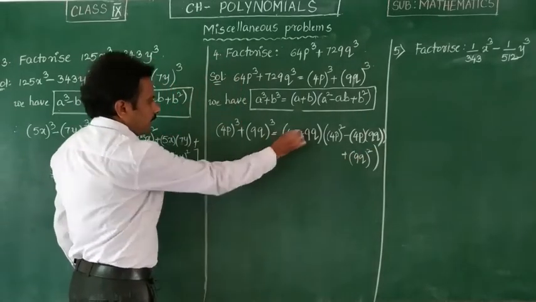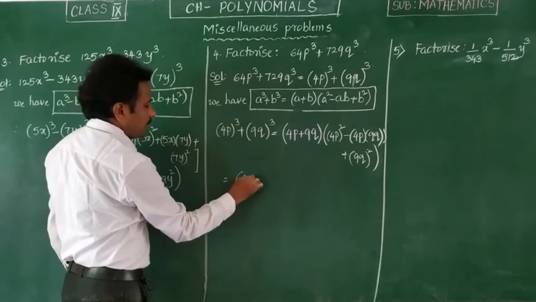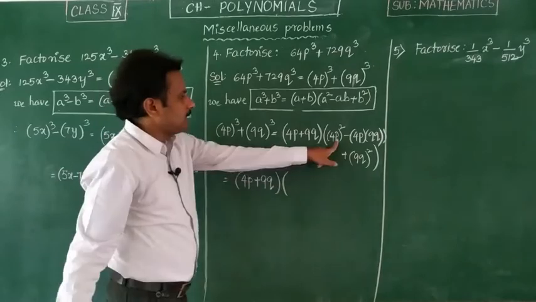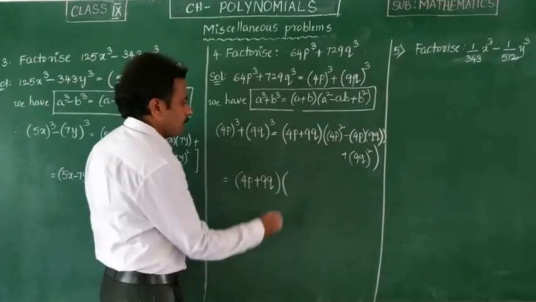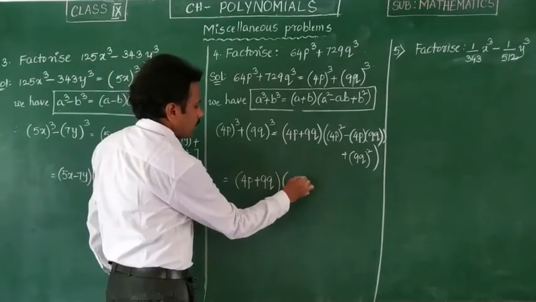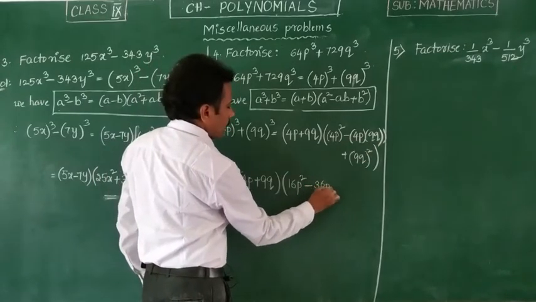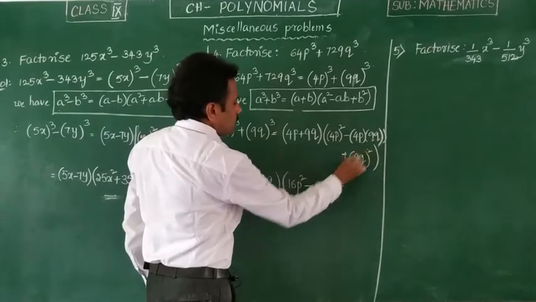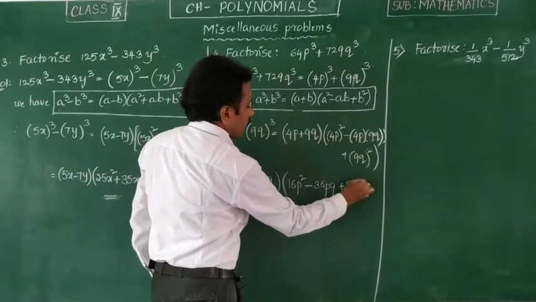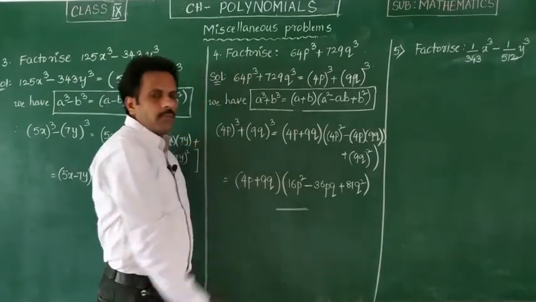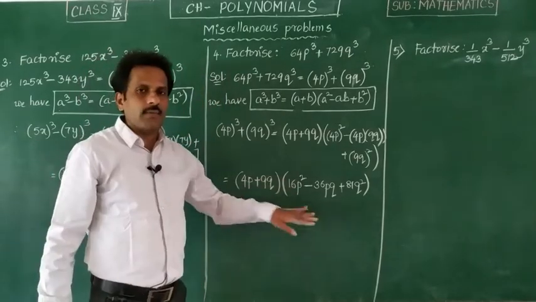Now you simplify this. 4p plus 9q will be written as it is. On simplifying, 4p whole square is 16p square, minus 4 nines are 36pq, plus 9q whole square as 81q square. So these are the irreducible factors, and we cannot factorize further.